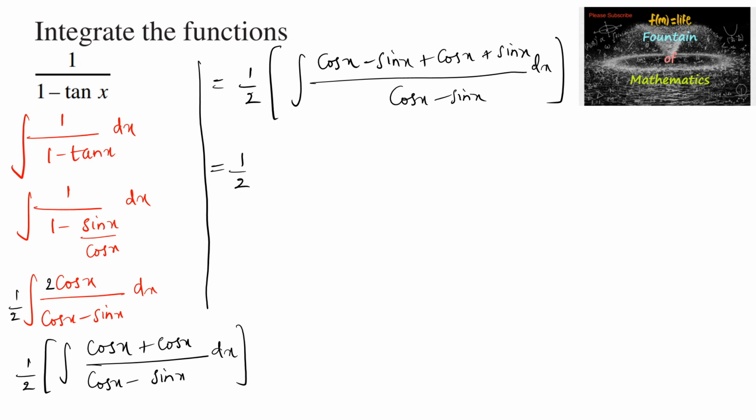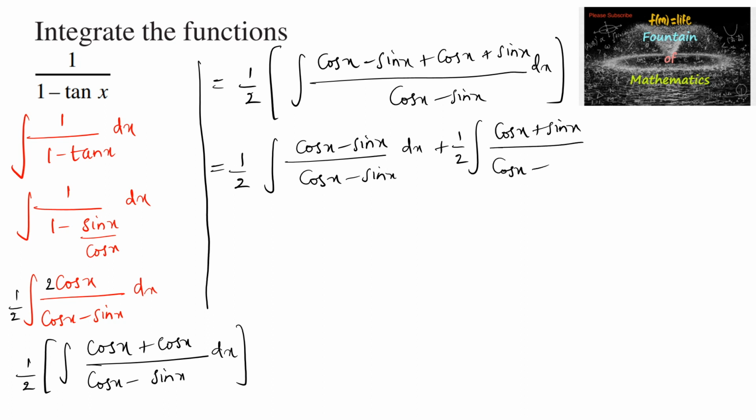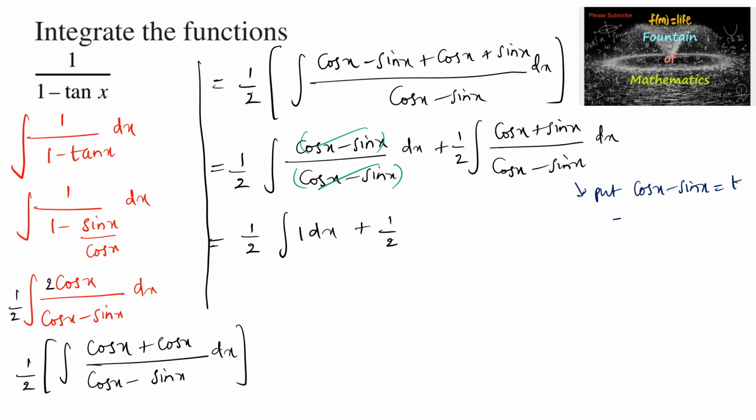So here we can separate: integral 1 by 2 of (cos x minus sin x) upon (cos x minus sin x) dx plus integral 1 by 2 times (cos x plus sin x) upon (cos x minus sin x) dx, which is equal to 1 by 2 times of here cos x minus sin x and cos x minus sin x both same get cancelled. So integral of 1 dx, plus 1 by 2 times, and here we can substitute, put cos x minus sin x is equal to t. So we have minus sin x minus cos x of dx is equal to dt, or we can also write sin x plus cos x of dx is equal to minus dt. So here we can write minus dt upon t integral.